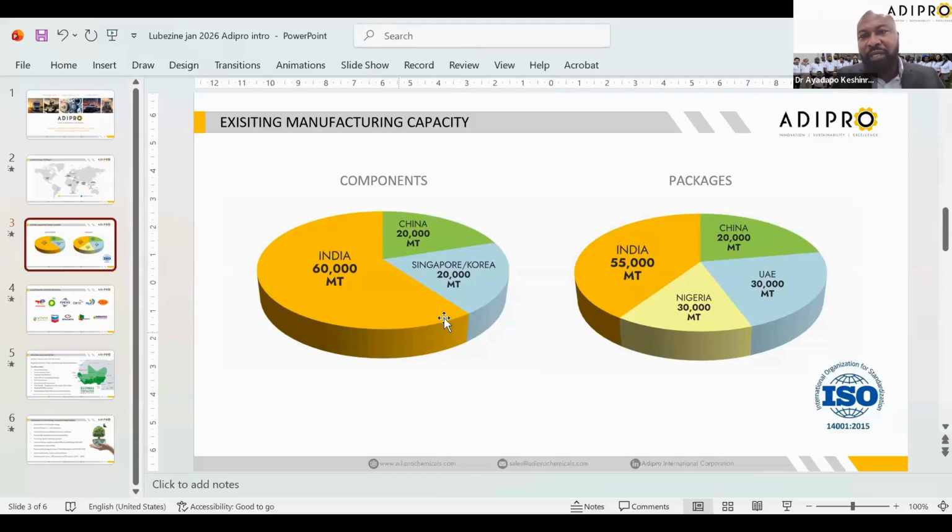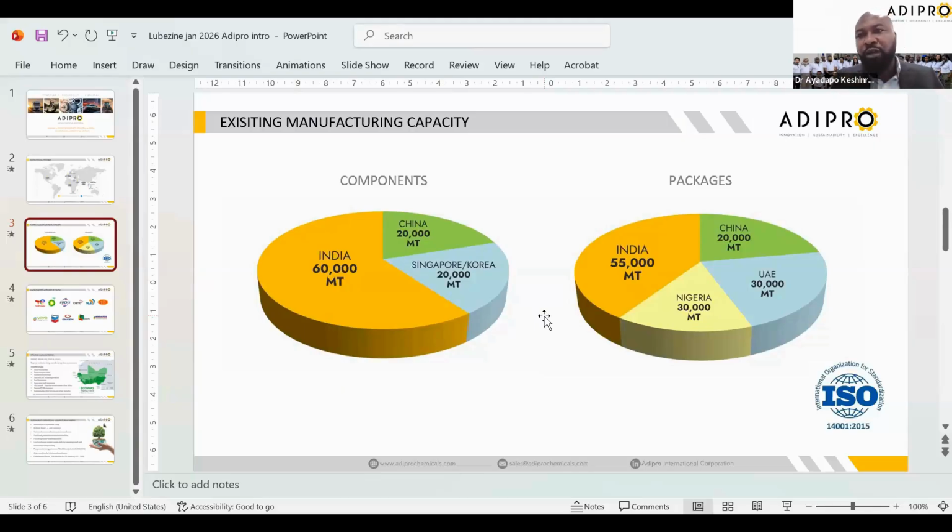In terms of the packages, our major factory is in India with a capacity of 55 metric tons. And of course, Nigeria is next in line with 30 metric tons. Now, these two are owned by Adipro. We then have toll blending arrangements with other factories in UAE and China because they make products with our own formulation on toll blending. So it's not really like we're buying products from them. They're actually making our products in those locations.